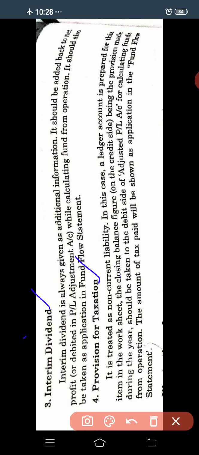Because when the business pays the tax, there is an outflow of cash, so we have to record it under the application of fund while calculating the fund flow statement. So all these are the treatment of the special items, how we have to treat them.